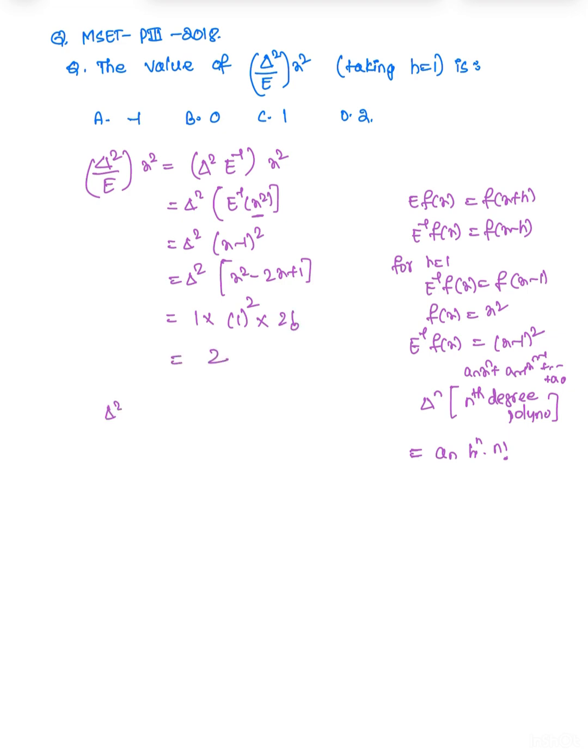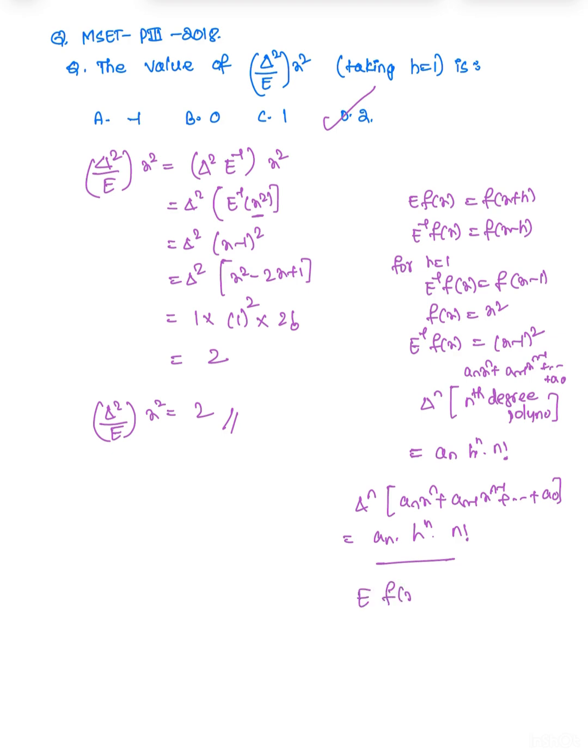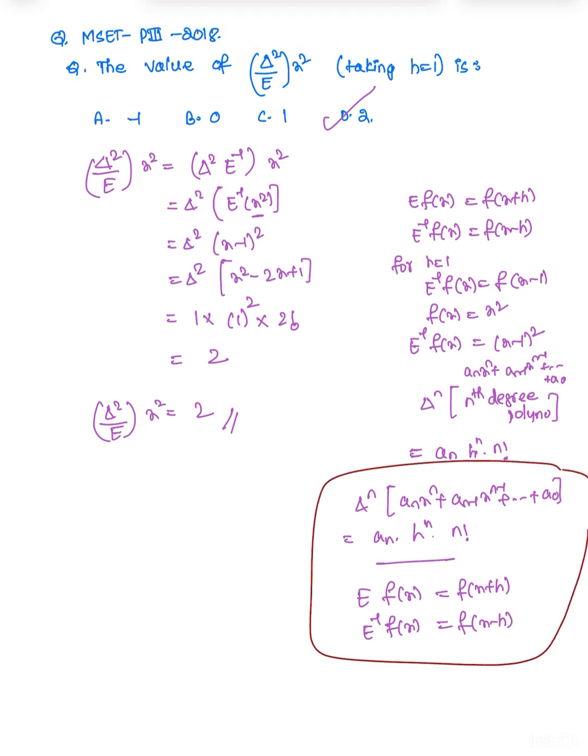Therefore the value of delta square by E of x square will be equal to 2. Option D is having the value 2, therefore the correct option is option D. We have to remember two results here. Delta power n of the polynomial of degree n is equal to a n into h power n into n factorial. H will be given, which is the step length, which will be given in the problem. And one more result we have to remember is E of f of x is equal to f of x plus h. So for E inverse this is equal to f of x minus h. So with these three identities we can solve the given problem.